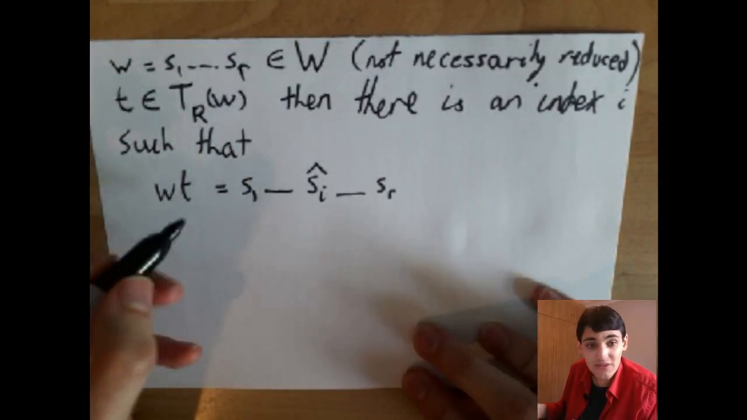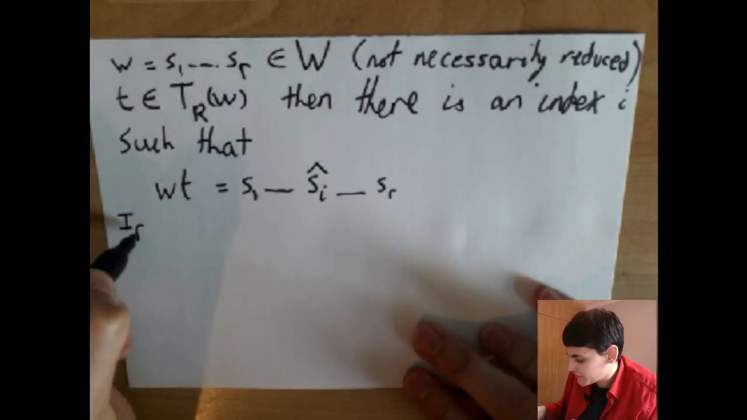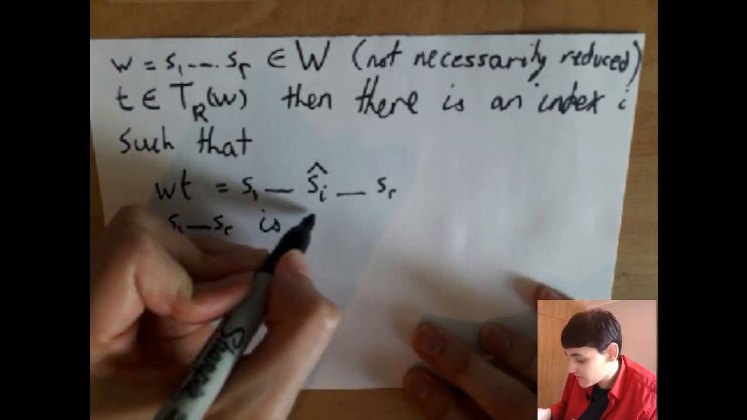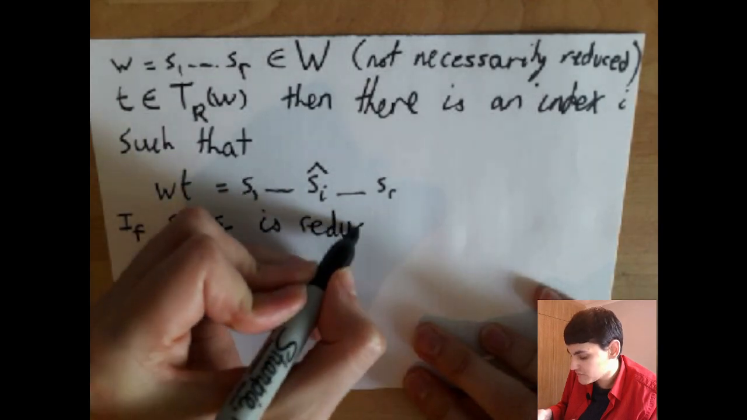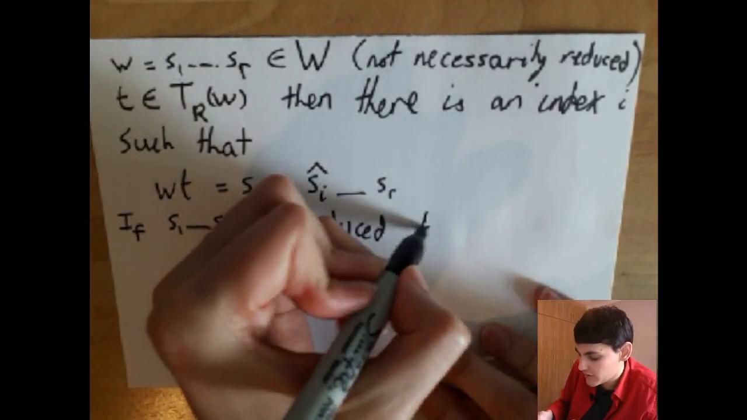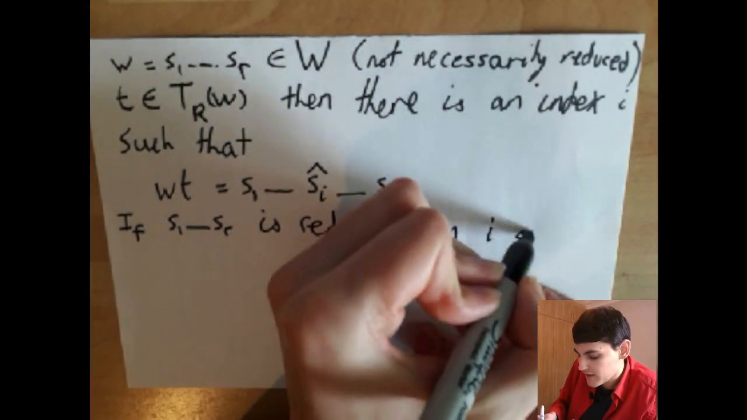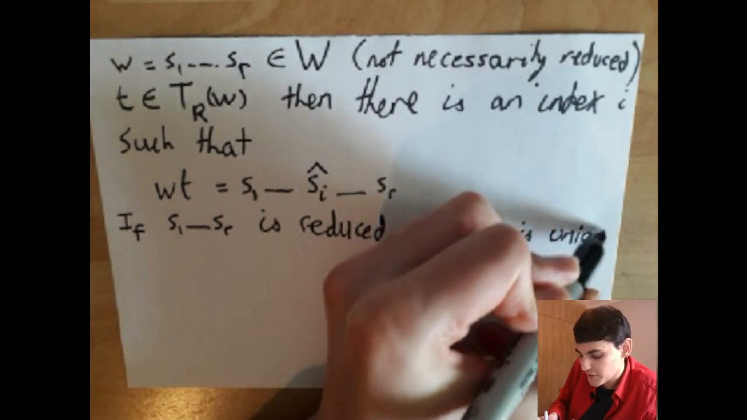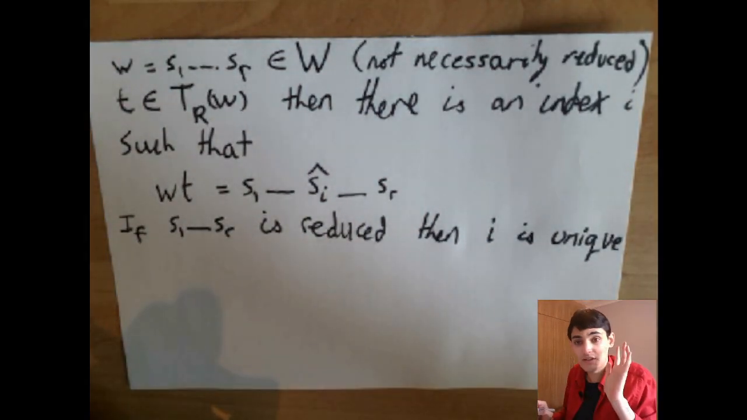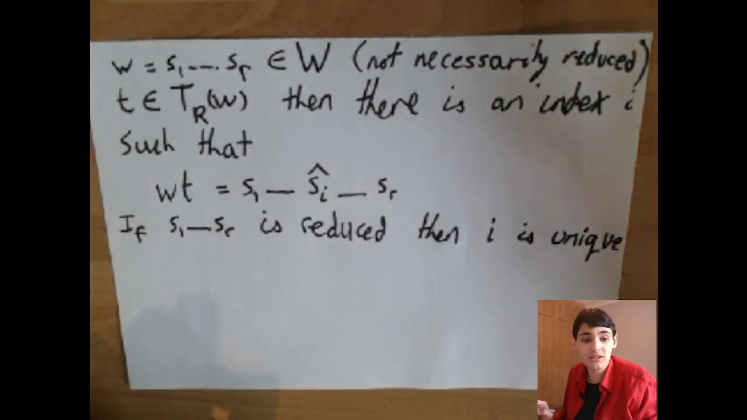The interesting thing with this is that if S1 up to SR is reduced, so this is the minimal decomposition, then I is unique. So the element that we omit is unique.